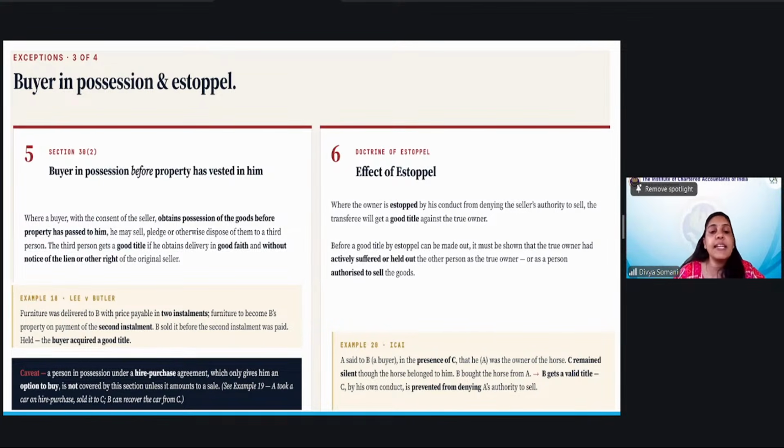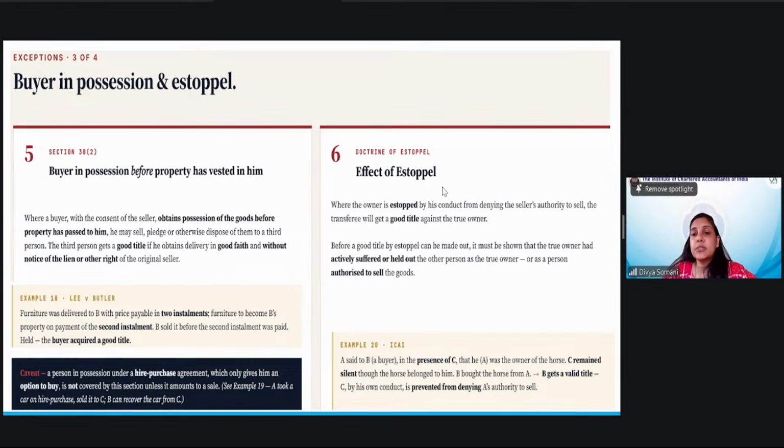So whether C will get the good title for this property, yes, he will get the good title because he was totally unaware of the previous sale or anything. So he will get a good title. So the buyer acquired a good title here in this case. Okay. So the next exception which is given here is effect of estoppel.